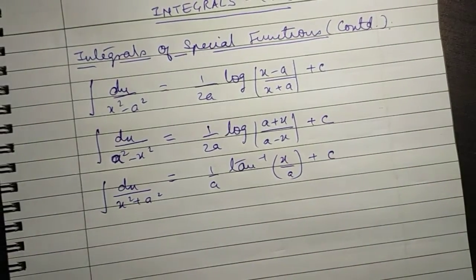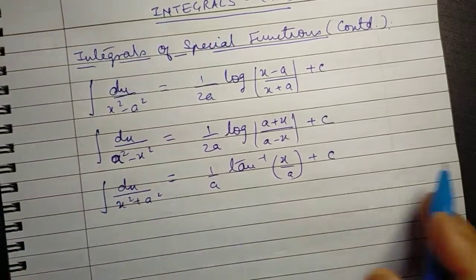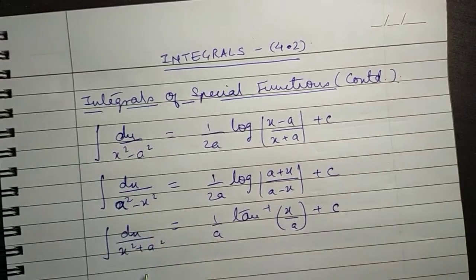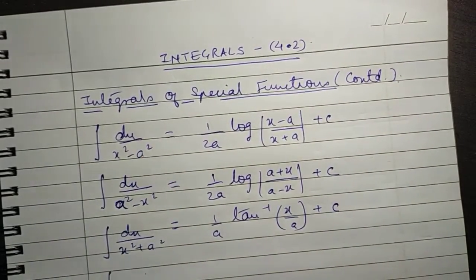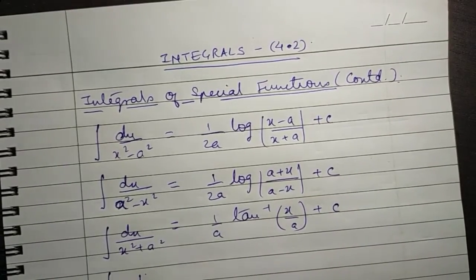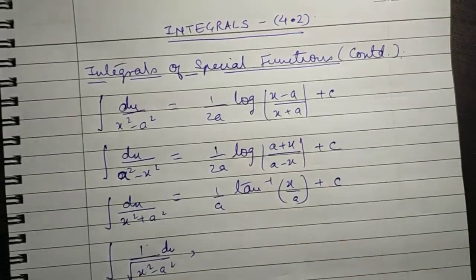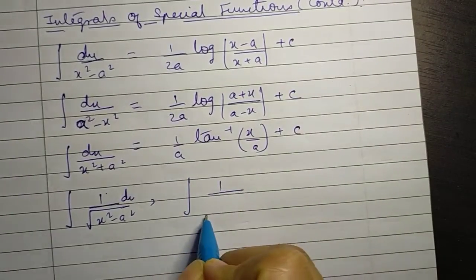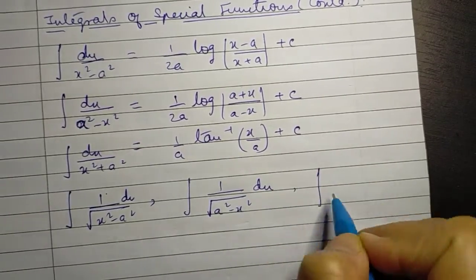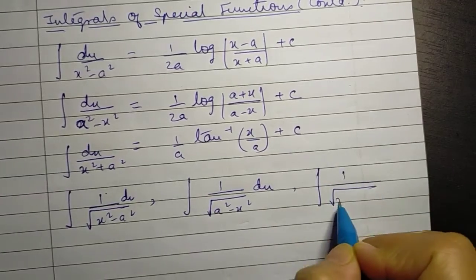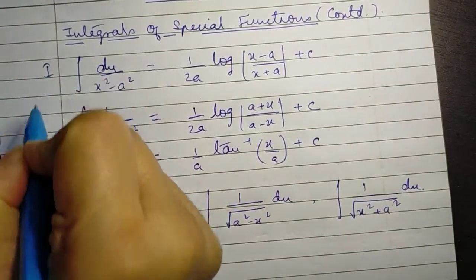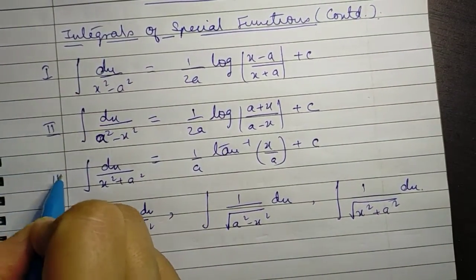So today we are going to go to the next set of three integrals of special functions which are somehow related to these. That is, we are going to take up the integrals of square root of these functions, that is 1 upon square root of x squared minus a squared into dx. Then we'll take up 1 upon square root of a squared minus x squared into dx, and the last one would be 1 upon under root of x squared plus a squared into dx. So this becomes the first one, this is the second, this is the third.